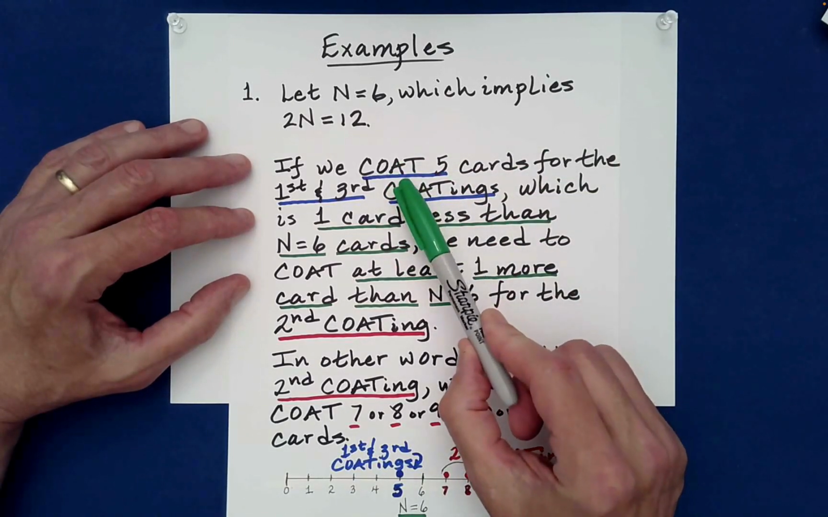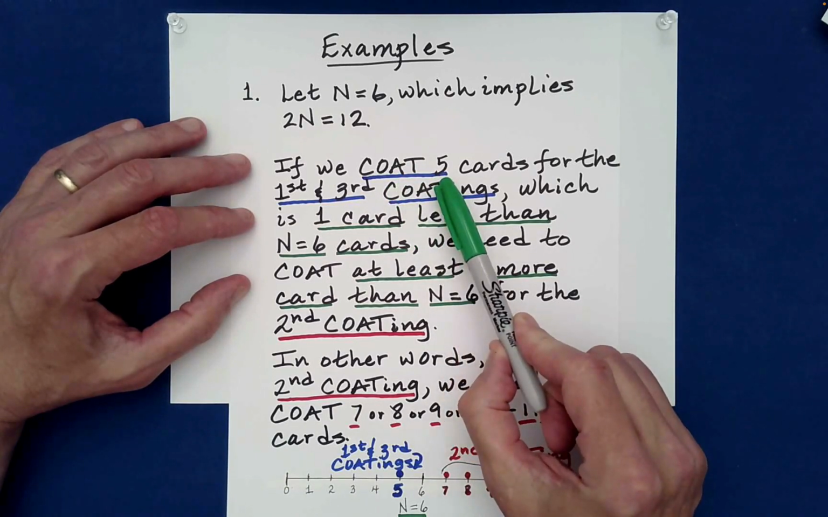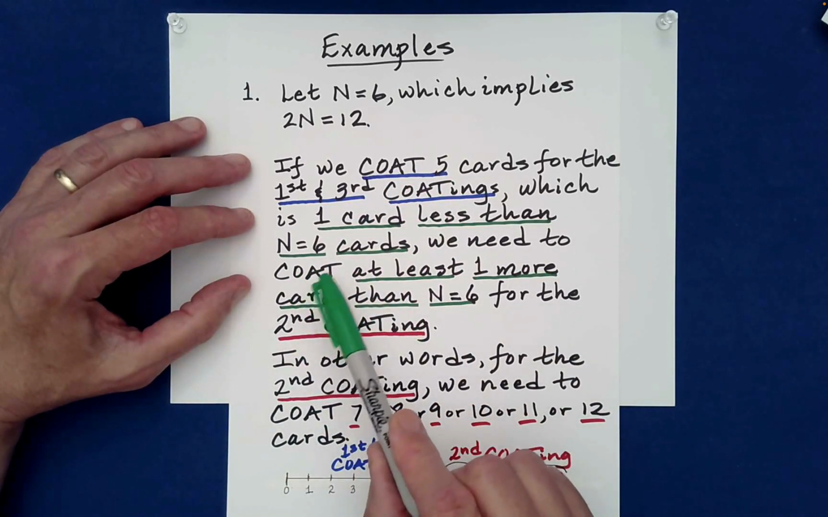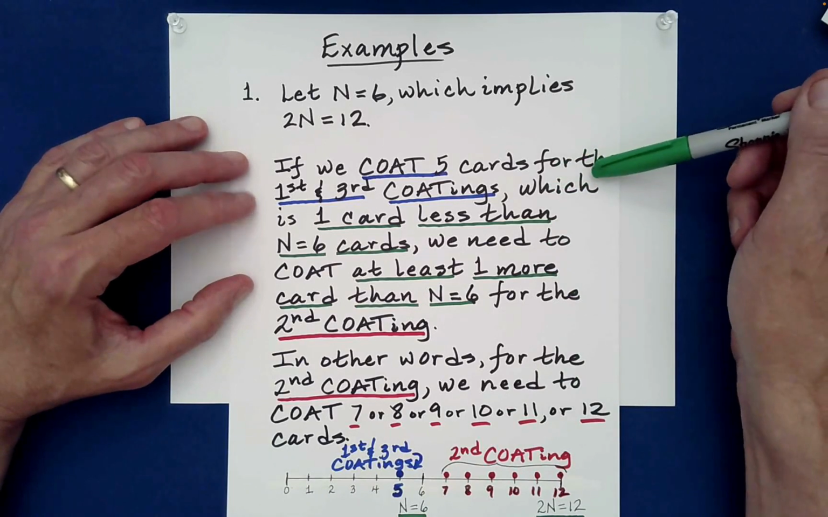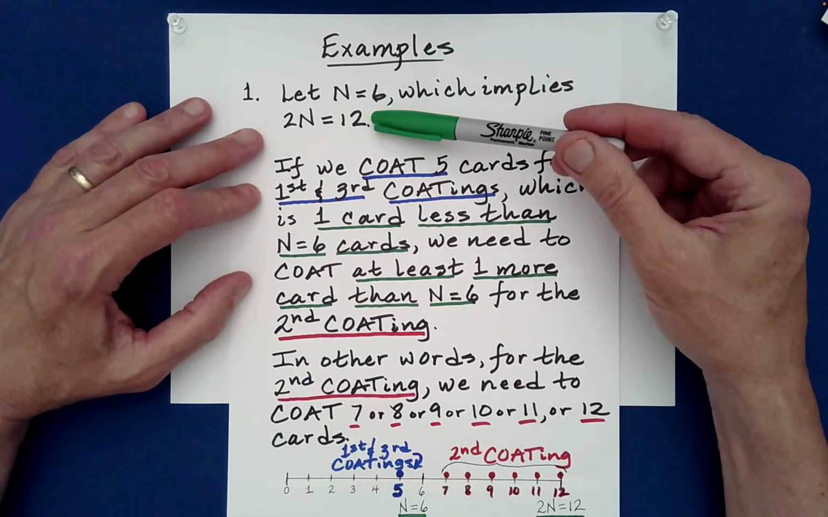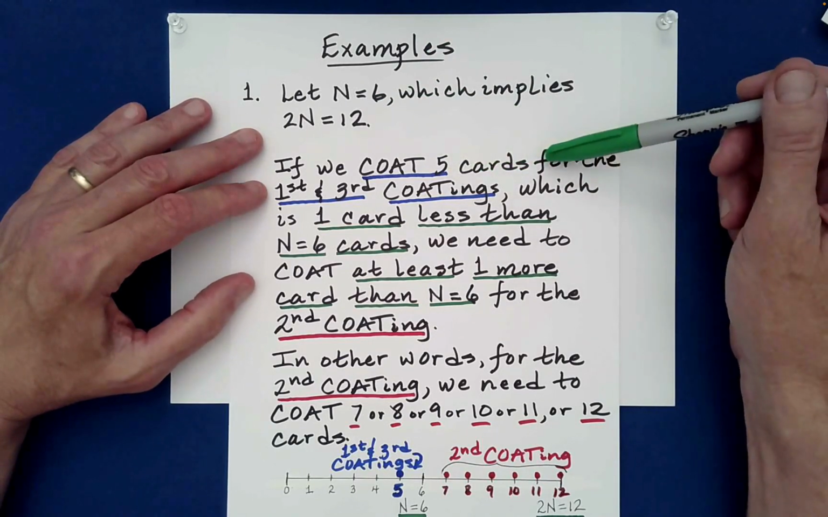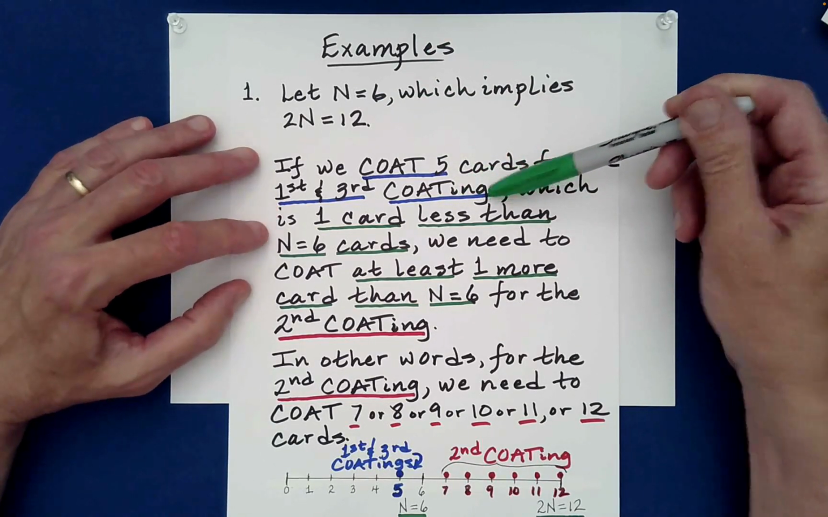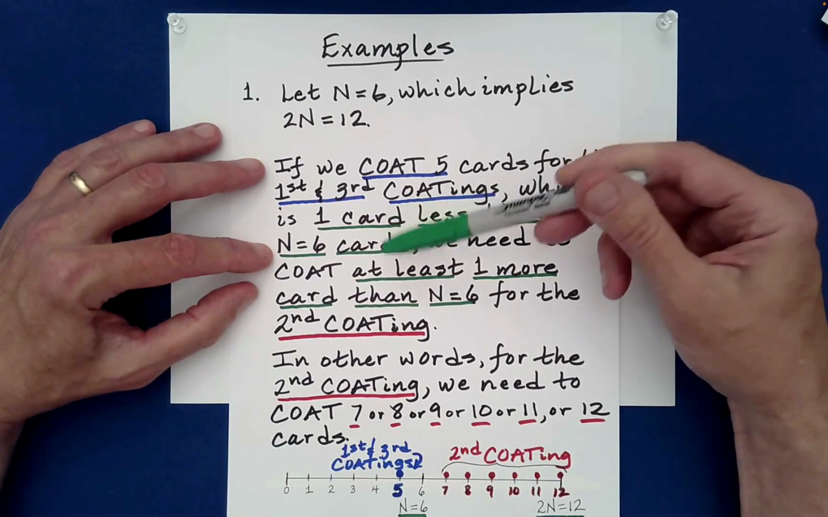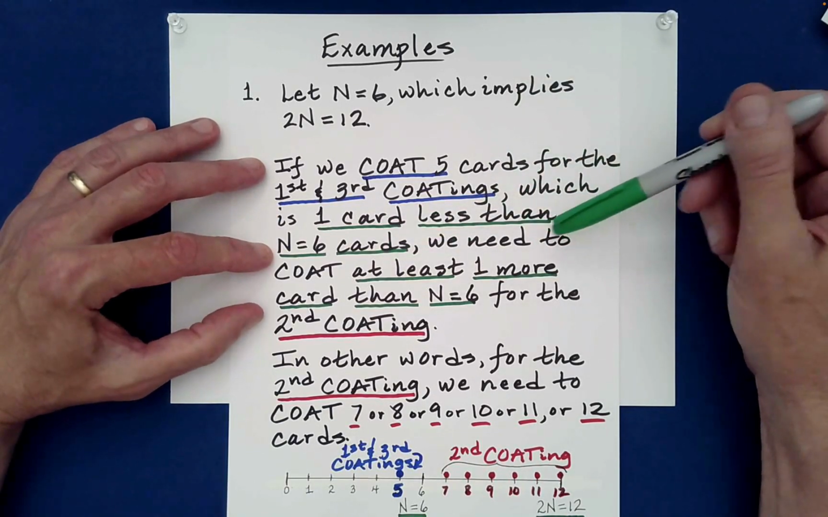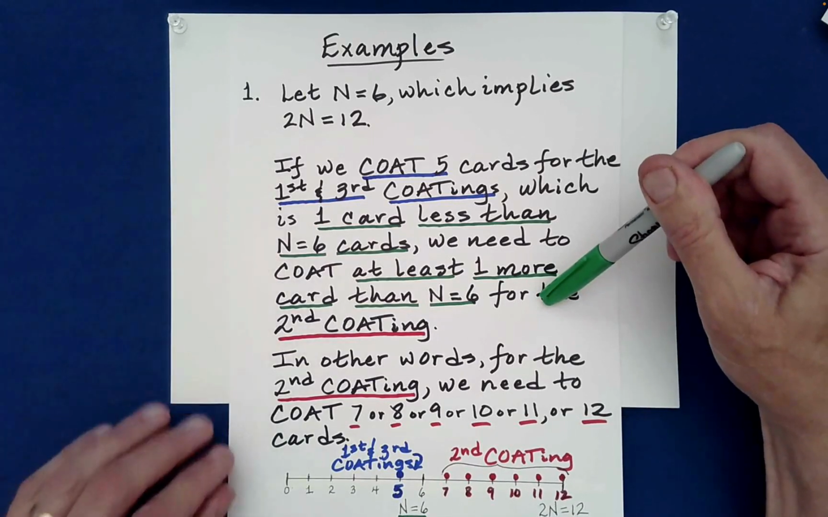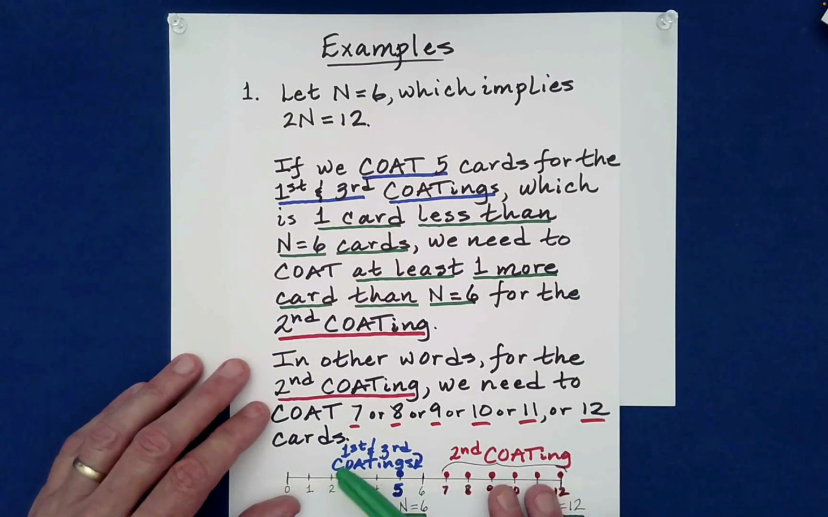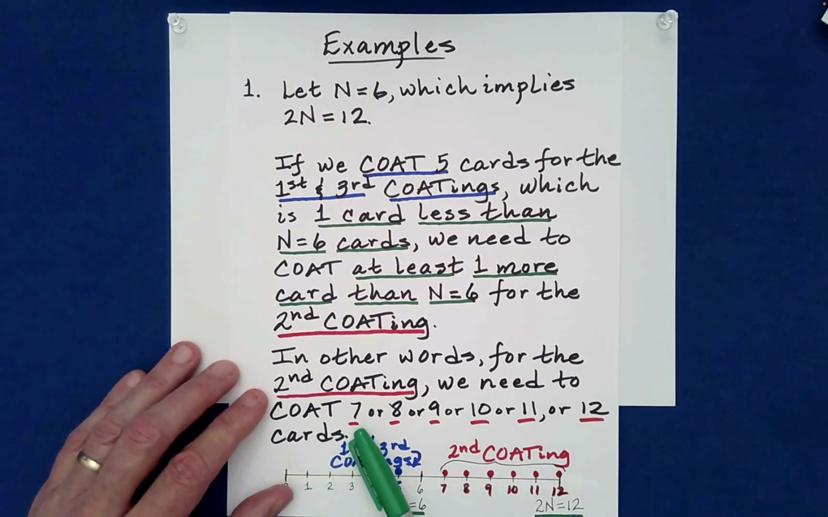You can actually coat fewer cards at first, but then you have to be careful to coat more cards for the middle coating. Okay, so that's what I'm going to show you here. So let's suppose for these 12 cards, we coat 5 cards for the first and third coatings, which is 1 card less than n equals 6. That means then we need to coat at least 1 more card than n equals 6 for the second coating. In other words, for the second coating, we need to coat either 7, 8, 9, 10, 11, or 12 cards.